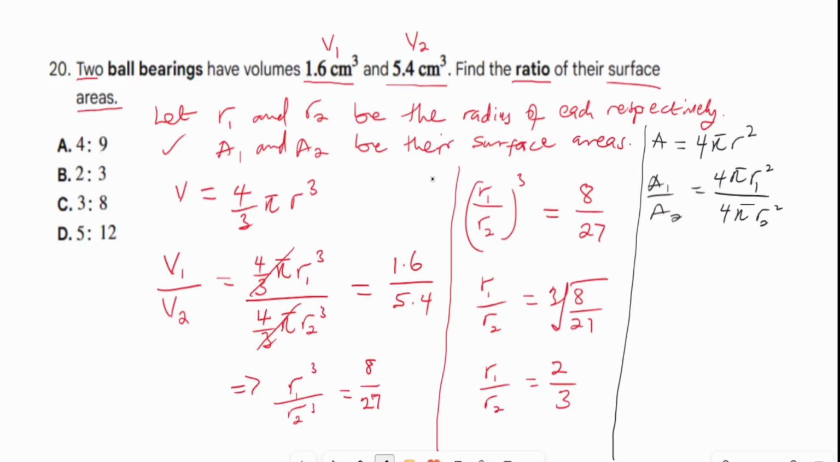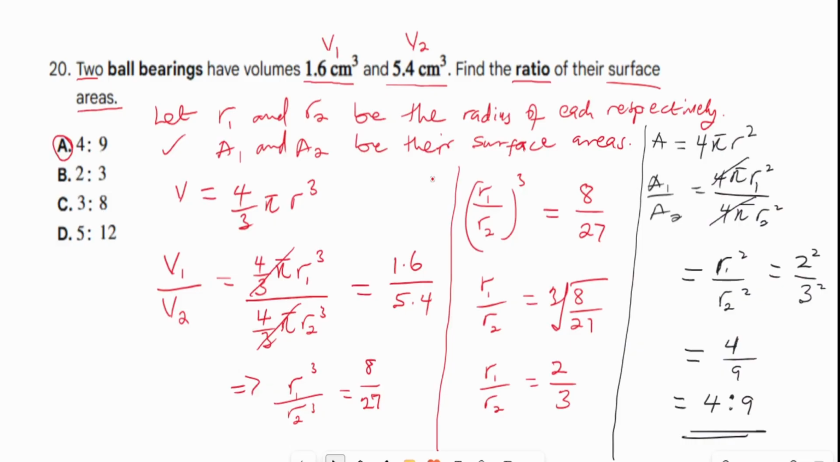And then again, 4 pi is common to both of them, so they can cancel out, and we'll be left with r1 squared over r2 squared. But we know r1 to be 2 and r2 to be 3, so we are squaring both of them, and this will be equal to 4 over 9, and written as a ratio, that will be 4 to 9. And looking at the options, that will be option A.